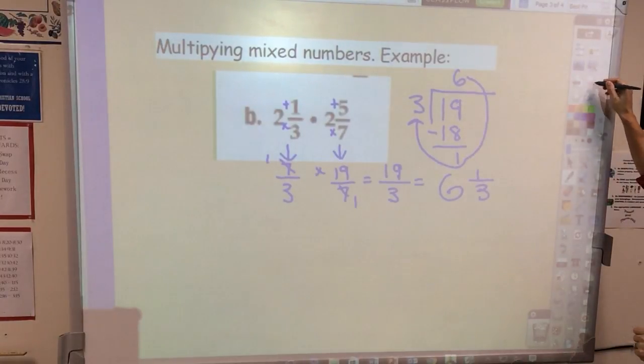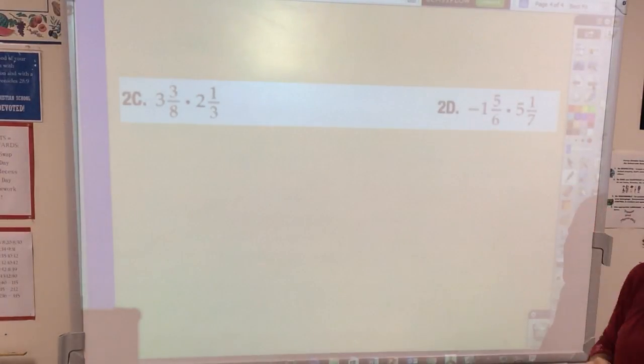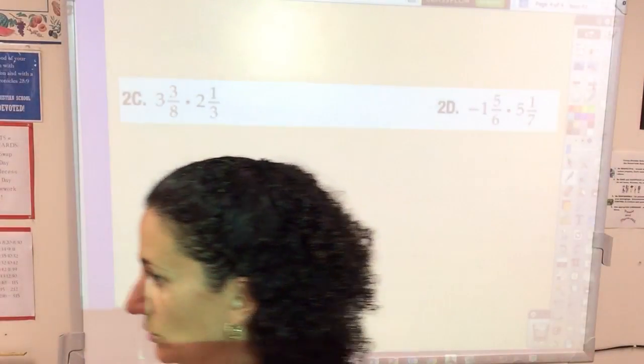All right? Why don't you try 2 examples of multiplying mixed numbers. Unpause the video when you're finished. Notice that there's a negative over here, so pay attention to that when you write your final answer. Pause the video and unpause when you're finished, and we'll go over them.